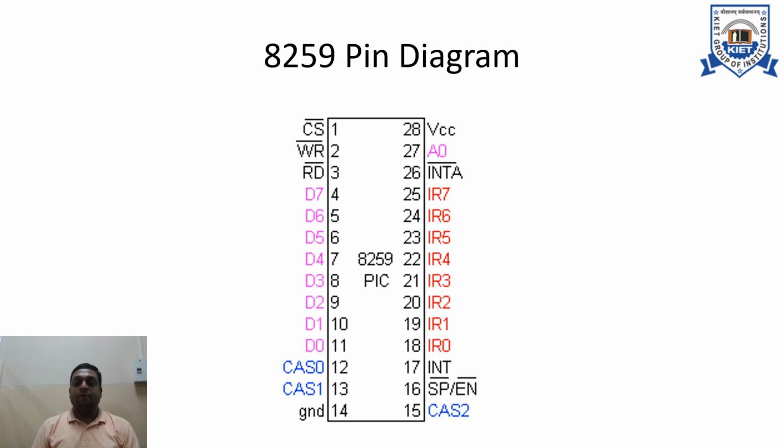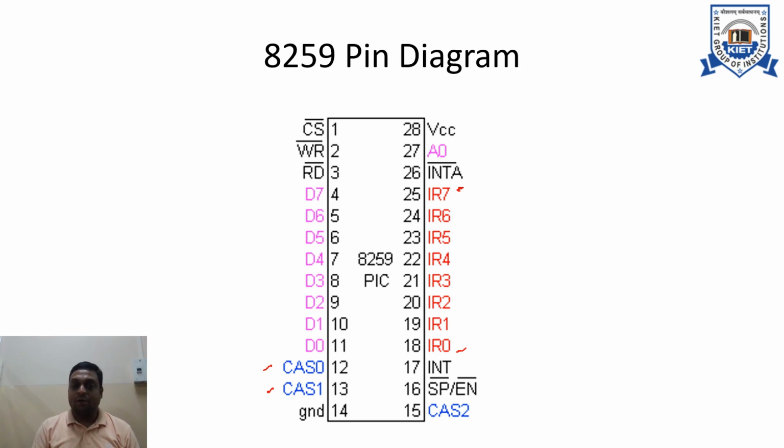Now this is the 8259 pin diagram. In 8259 we have 28 pins. Again it is a DIP, meaning dual inline package. In a dual inline package the pins are on the left and right sides. As it is 28 pin, 14 pins are on the left and 14 pins are on the right side. In these pins, cascade 0, cascade 1 and cascade 2 signals are there as shown in the block diagram. IR0 to IR7, meaning 8 interrupt request signals, are there.